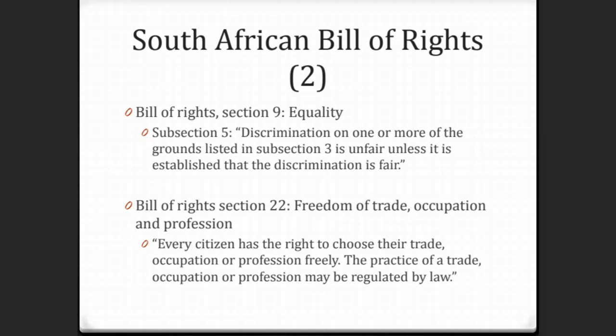And of course, the Bill of Rights, Section 9, with regards to equality, subsection 5, says discrimination on one or more of the grounds listed in subsection 3 is unfair unless it is established that the discrimination is fair.